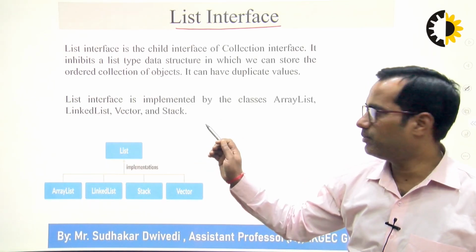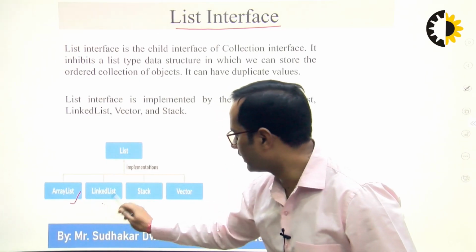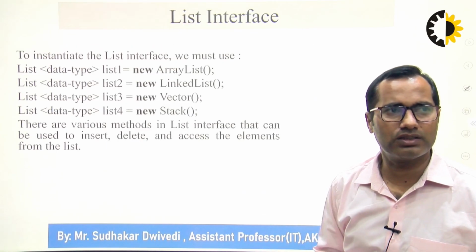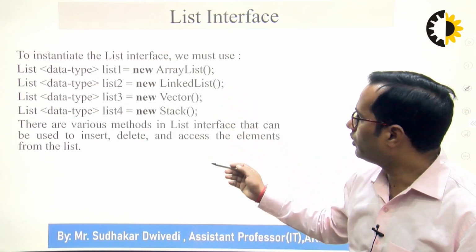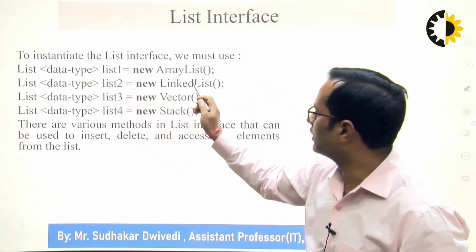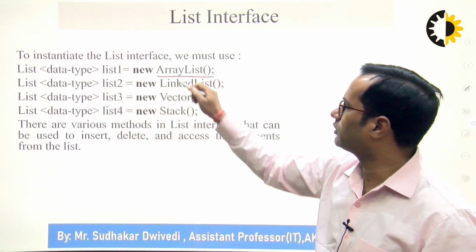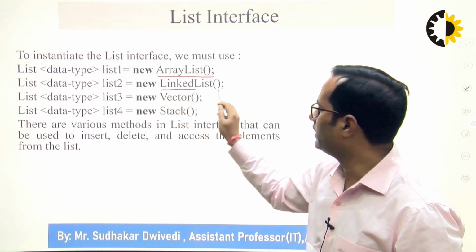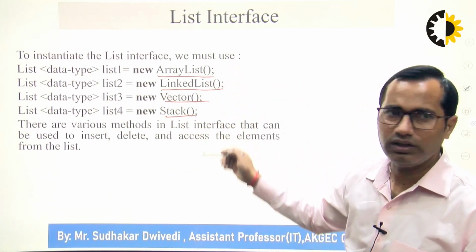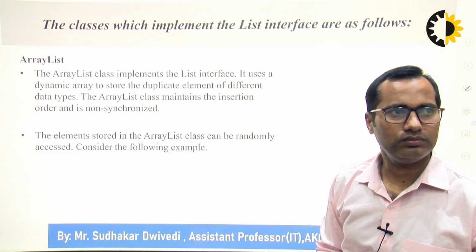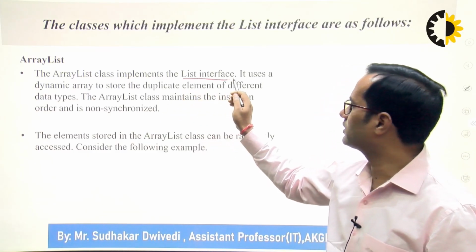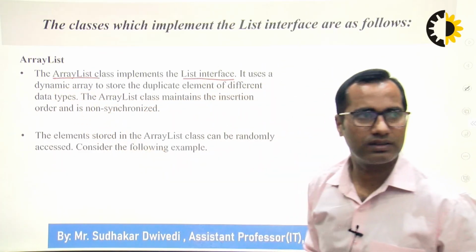So the List interface is implemented by these classes: ArrayList, LinkedList, Stack, and Vector. If we want to implement the List interface, we can create an object of ArrayList, or LinkedList, or Vector, or Stack. So the List interface can be implemented by these classes. The ArrayList class implements the List interface, as I have said.